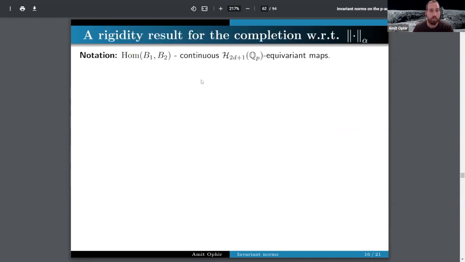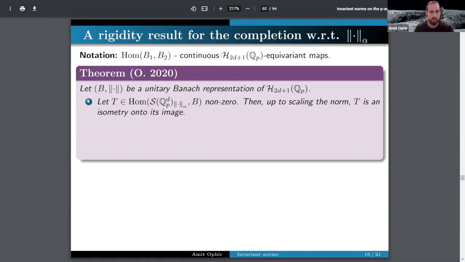In these slides, all maps are going to be continuous maps, and equivariant under an action of the Heisenberg group. And this result is some kind of rigidity result for the completions by this norm alpha. So if you have any unitary Banach representation B of the Heisenberg group and a non-zero map T from the completion by norm alpha to B, then the image of T is necessarily closed in B, and T is an isometry onto its image, well, maybe up to some scaling of the norm on B.